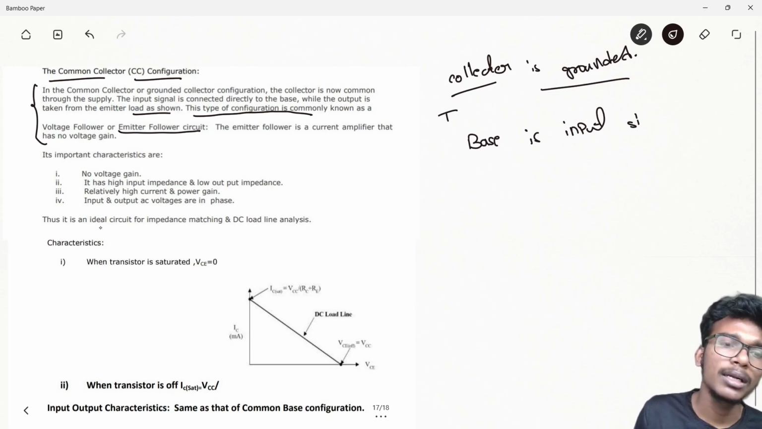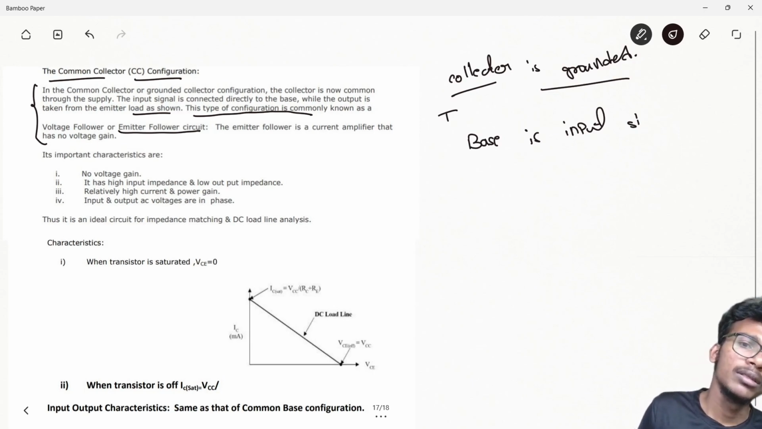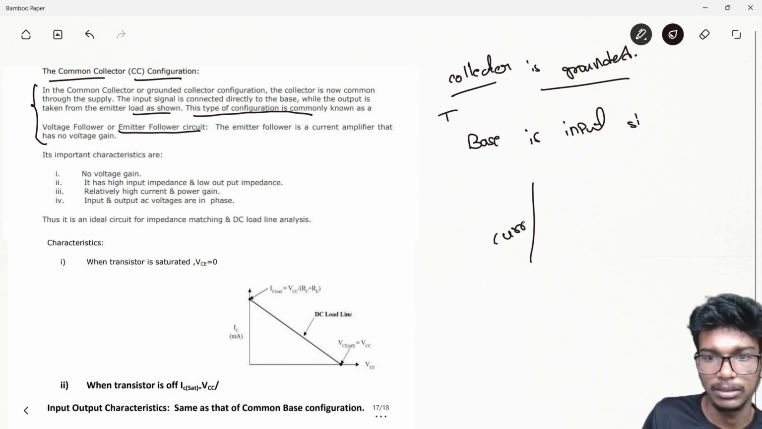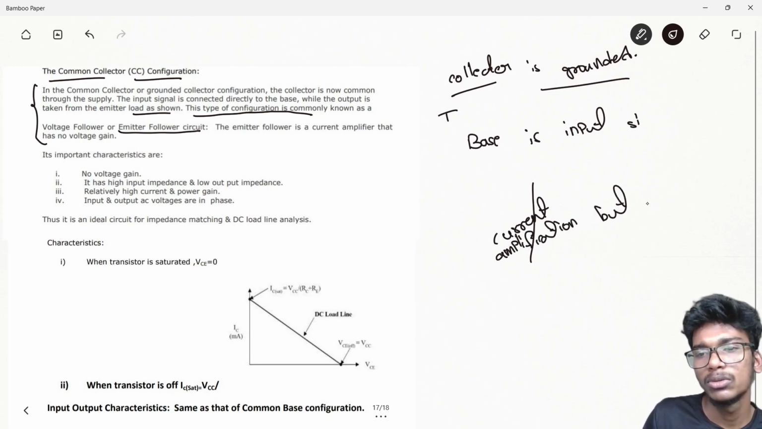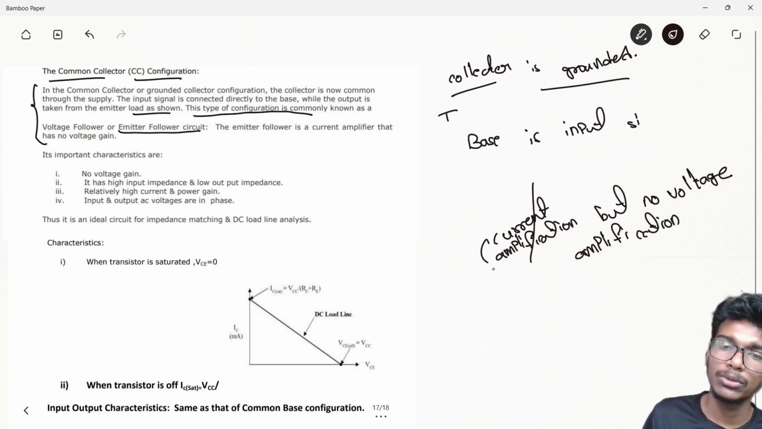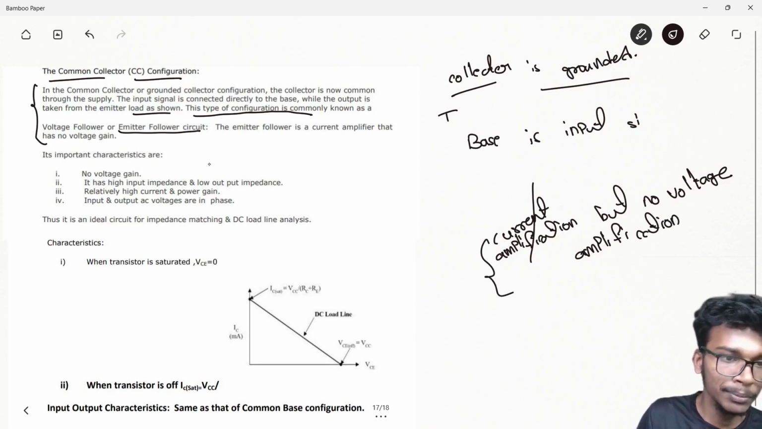In the previous common emitter configuration, we observed the amplification of both current and voltage. But in this configuration, only current amplification will be done, but no voltage amplification. These are the key points. That's it, guys. If you are able to remember this, you can write a story regarding this.